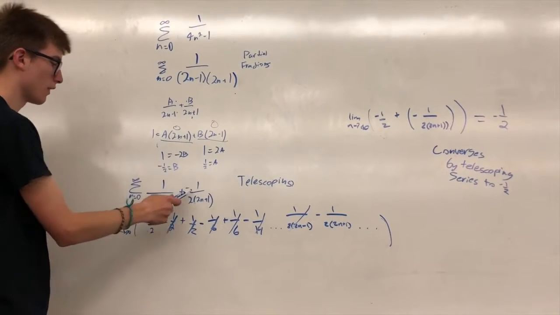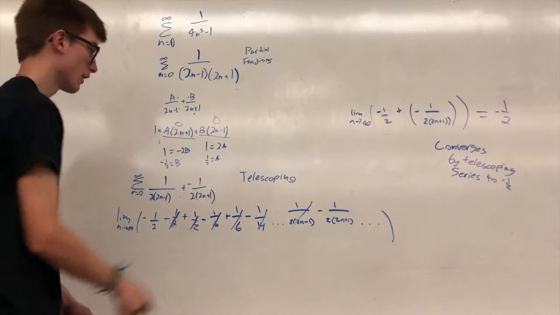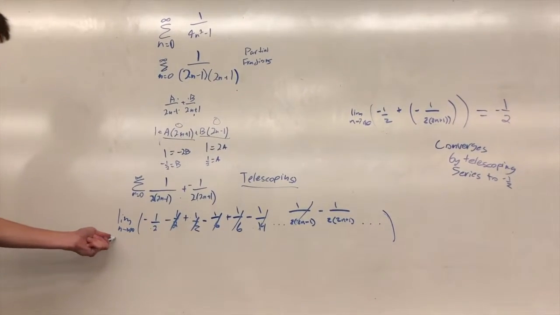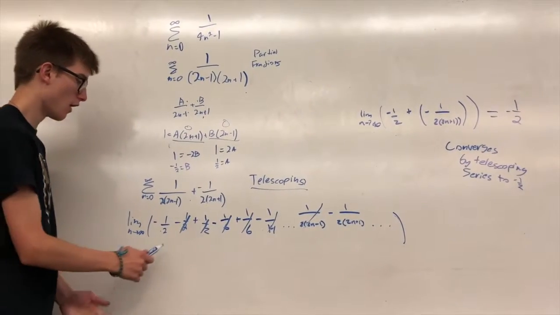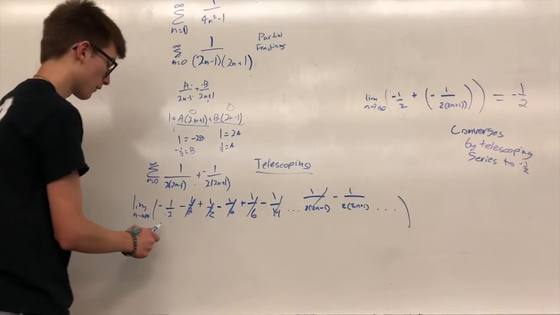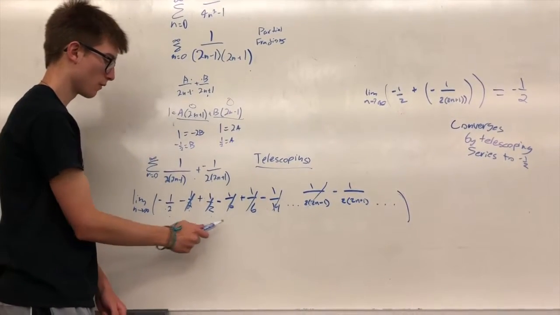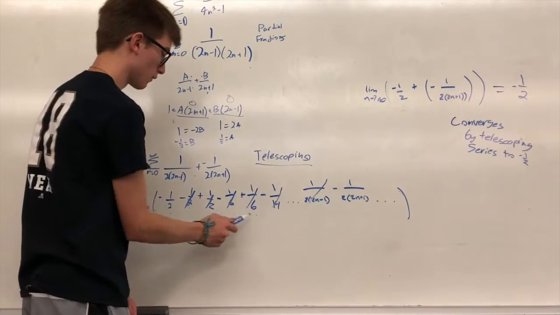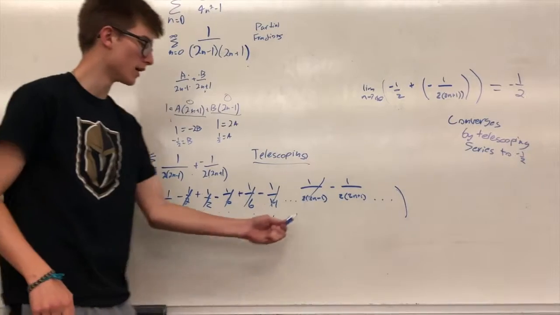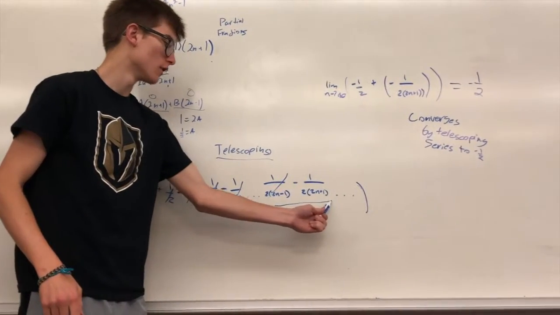So then basically we have this right here, which is just a, which is 1/2, over 2n minus 1, and then b over 2n plus 1. And so this is going to be a telescoping series. So basically you're going to take the limit as n approaches infinity of all these terms, and so you're just going to write out 1, negative 1/2, negative 1/2, 1/2, 1/6, negative 1/6, 1/14, and it'll continue all the way until you get to these.